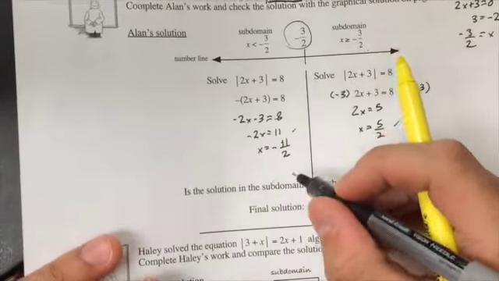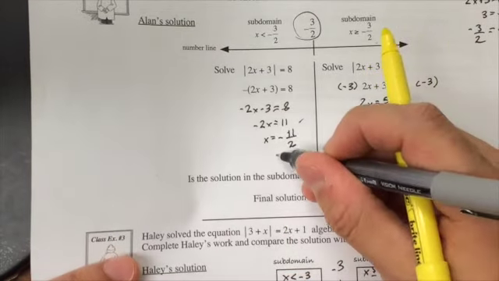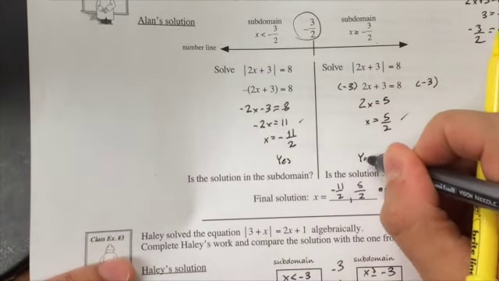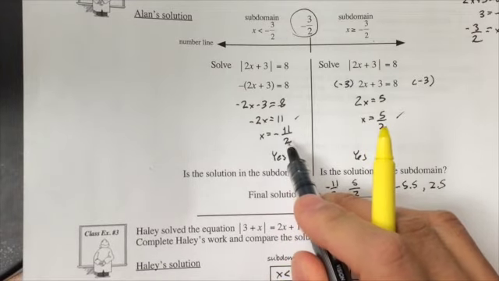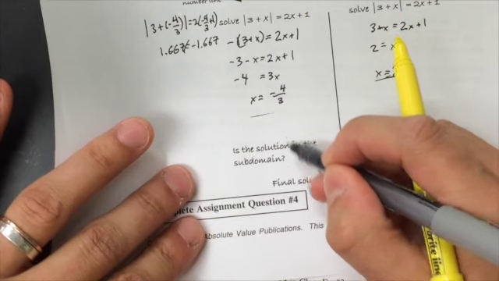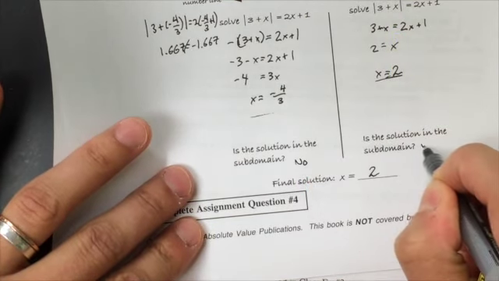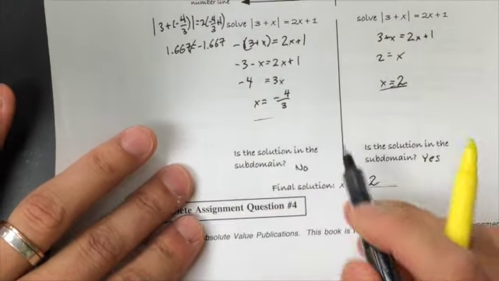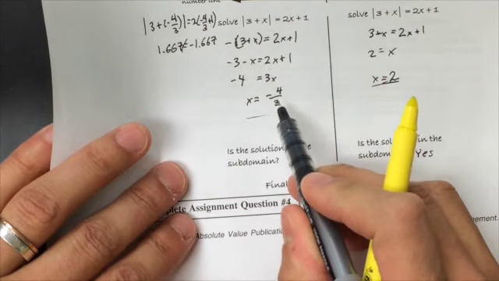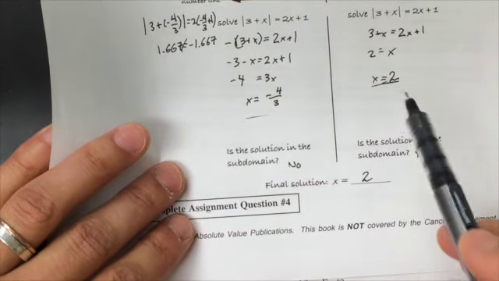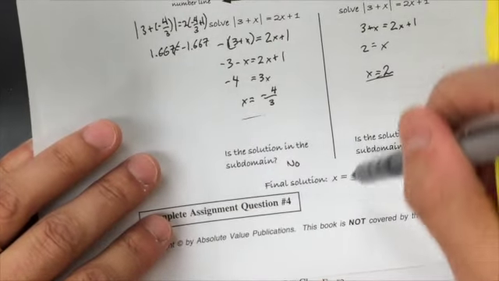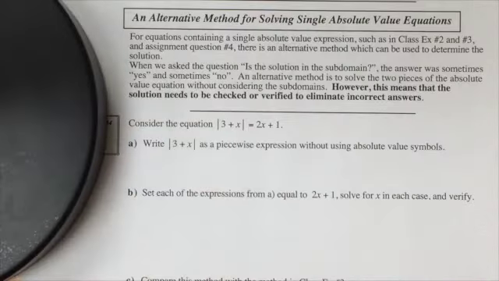I kind of skipped that, but this was in the subdomain, yes, and that was also yes. Right, that was less than negative 3/2, and this was over negative 3/2. And then down here, this would be no, and this would be yes. Right, that is not in the subdomain, and neither, well, this one was. Okay, but this is the reason why there is only one solution.